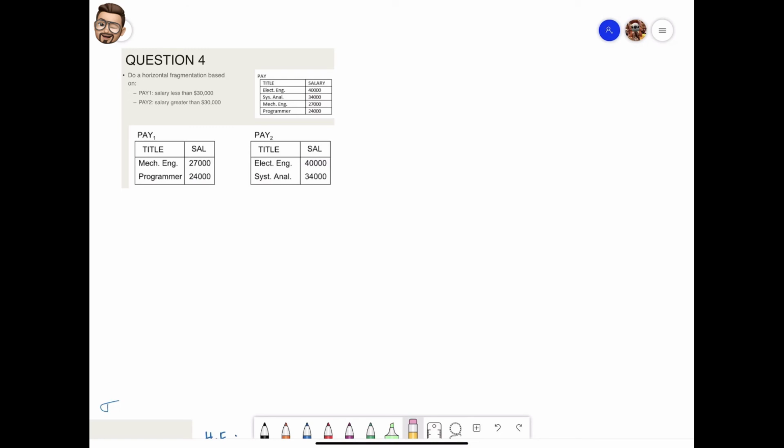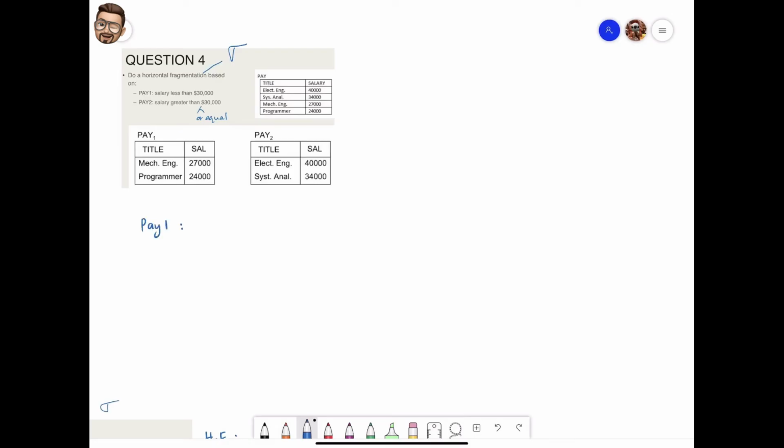So let's continue with the next question. Do a horizontal fragmentation. Horizontal means we need to use sigma. Pay 1: salary less than 30k. Pay 2: salary greater than, I forgot to add, greater than or equal to 30k. So we have two different fragments here.